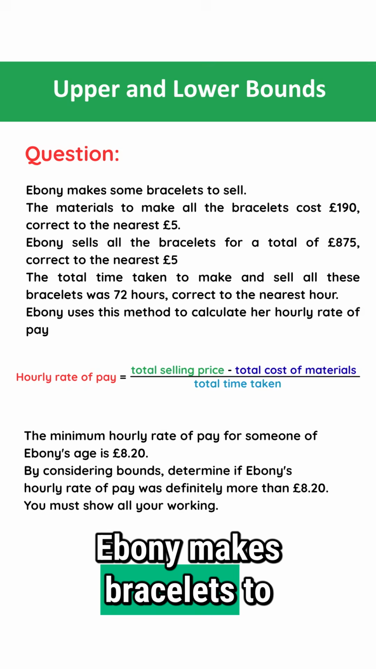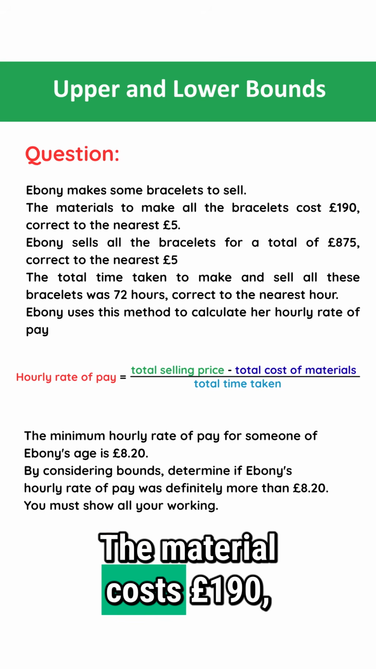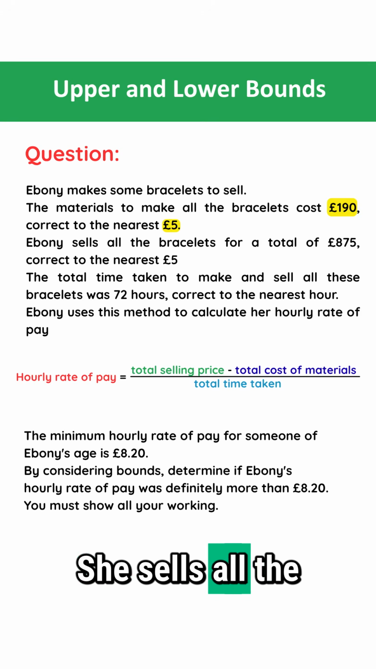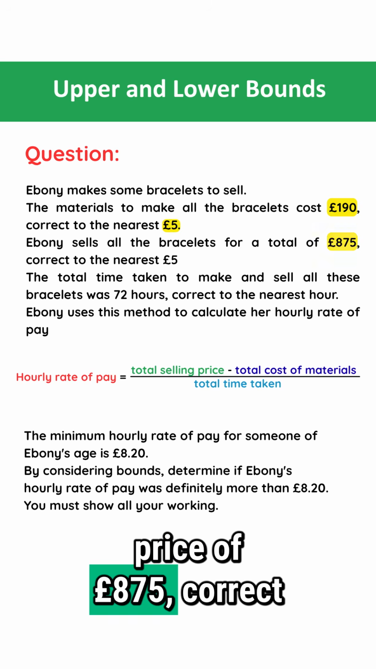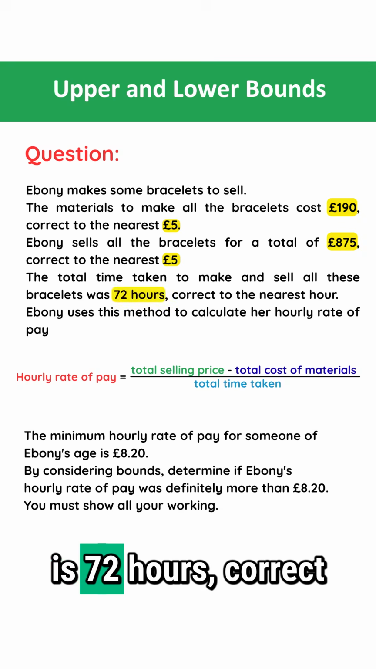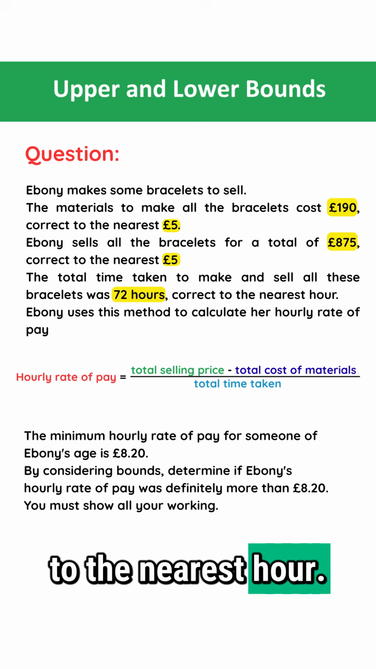Ebony makes bracelets to sell. The material costs £190, correct to the nearest £5. She sells all the bracelets at a total price of £875, correct to the nearest £5. The total time taken is 72 hours, correct to the nearest hour.